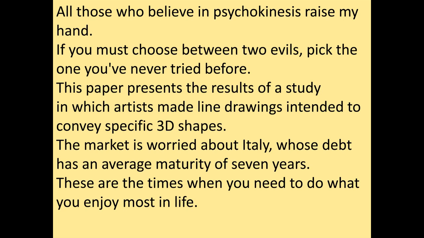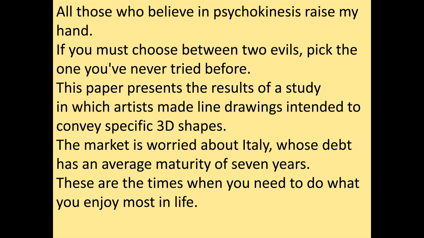Now how about this one? The market is worried about Italy, whose debt has an average maturity of 7 years. We talked about whose, right? If we separated this sentence into 2 sentences, we'd get the market is worried about Italy. Italy's debt has an average maturity of 7 years. So, has is the verb, and is whose the subject? Yes and no. Not really. The subject is whose debt, right? Italy's debt has. So what is the function of whose specifically? Well, it's doing what determiners do, right? It's acting like a determiner to the word debt. So if you see whose, you can say that it's a determiner in the relative clause.